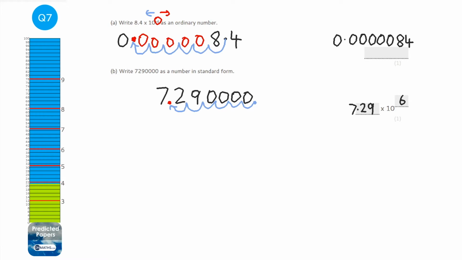This does turn up on the calculator paper as well. So if it does, you can actually just type in question A into your calculator and just write down the number it gives you. Now some calculators are smart and do things in standard form, so you might need to do it this method anyway.